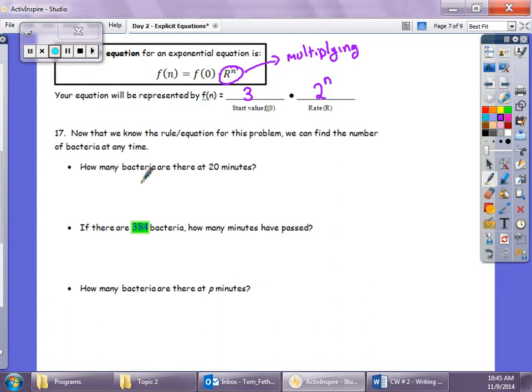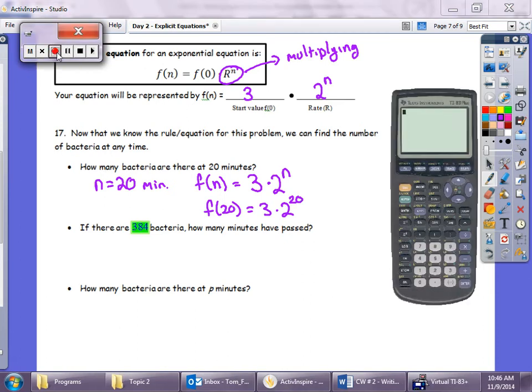Well, we have our equation. The first thing we do is establish that n is equal to 20 minutes. So our equation is f of n equals 3 times 2 to the power of n. Now we replace n with 20, so f of 20 equals 3 times 2 to the power of 20. And that's going to be a really big number. Let me just get my graphing calculator out real quick.